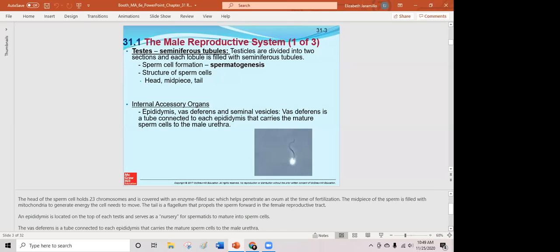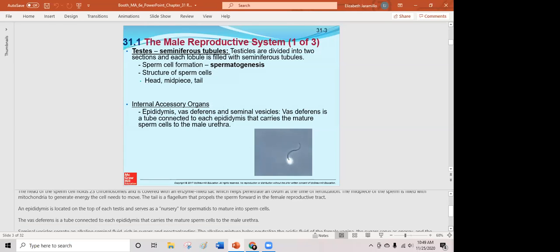The head of a sperm cell holds 23 chromosomes and is covered with an enzyme-filled sac, which helps penetrate the ovum at the time of fertilization. The midpiece of the sperm is filled with mitochondria to generate energy the cell needs in order to move around and get to the ovum in the first place. The tail is a flagellum that propels the sperm forward in the female reproductive tract. It's wet and it's able to swim almost like a fish, pretty much, so it can get to the ovum.